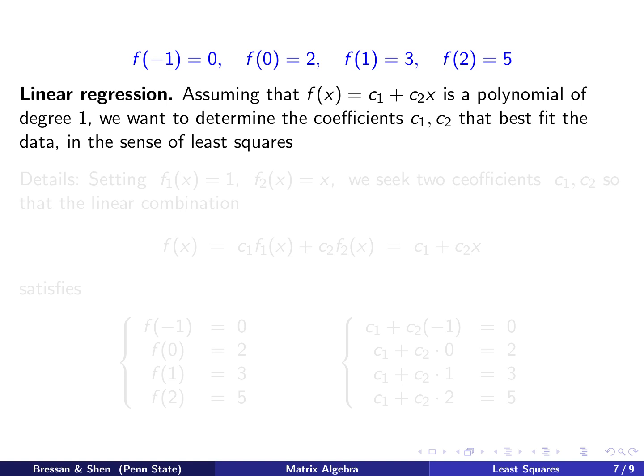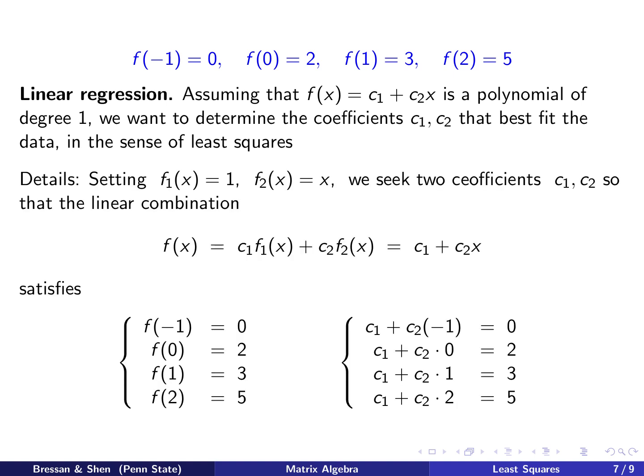Okay, so that's the data set, the requirement, and then let's discuss linear regression. Here we assume that f(x) is c1 plus c2 x, and c1, c2 are two coefficients. This is a polynomial of degree 1, and the graph will be a straight line. We want to determine the coefficients c1, c2 such that the function f will best fit the data, and best fit in the sense of least square.